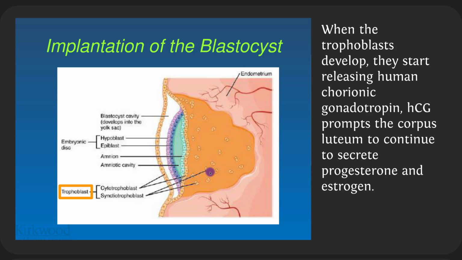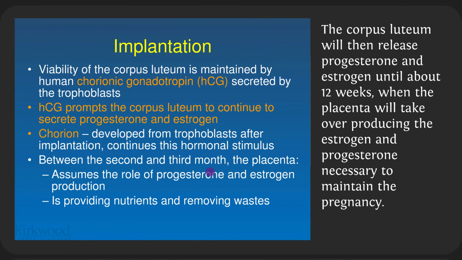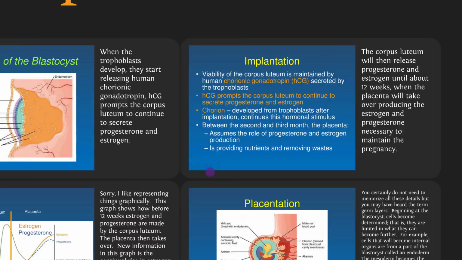This is also why you can't know that you're pregnant for at least 6 to 10 days after fertilization, because you have to wait for the egg to actually implant. You have to wait for the trophoblasts to start releasing HCG. The corpus luteum will then release progesterone and estrogen until about 12 weeks. At that point, the placenta will take over producing estrogen and progesterone necessary to maintain the pregnancy.